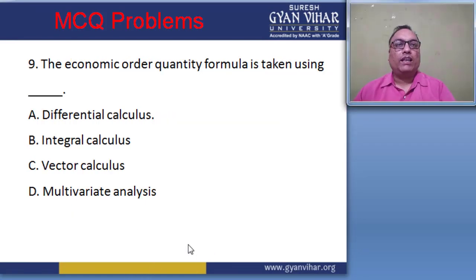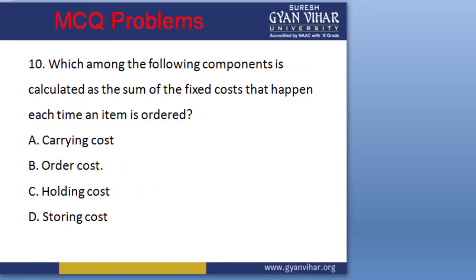9. In question number 9, the economic order quantity formula is derived using: differential calculus, integral calculus, vector calculus, or multivariate analysis. So this formula is derived by differential calculus. So A is the correct answer for this question. Then move to the next question.